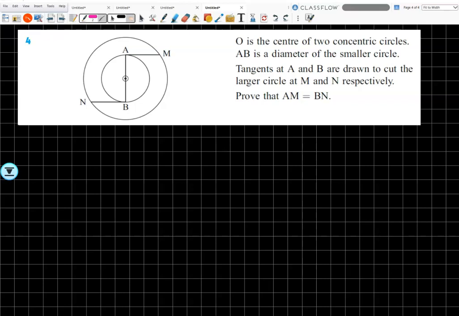Anyway, O is the center of 2 concentric circles. Now, that is a new word. Someone just asked, what does concentric mean? If you look at the diagram, what do you think it means? Same center. Okay, concentric, they've got the same center but different radius. Archery board, dart board, you've got concentric circles. Right, AB is a diameter. So that means you know it's going all the way through. So because it's diameter, could we straight away go?